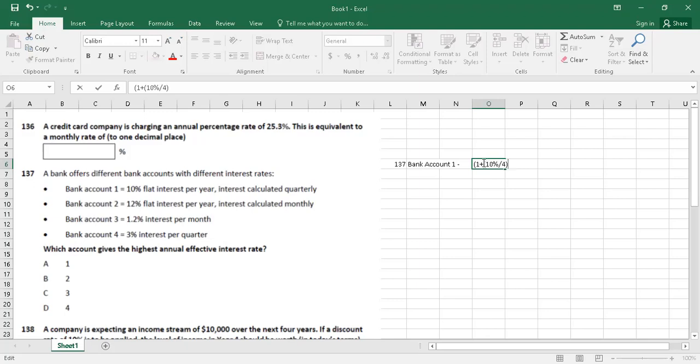The entire thing is raised to the power of 4, since interest is calculated 4 times. This is the equation. From this one, we also have to deduct 1. So this is 10.38. Similarly for bank account 2.